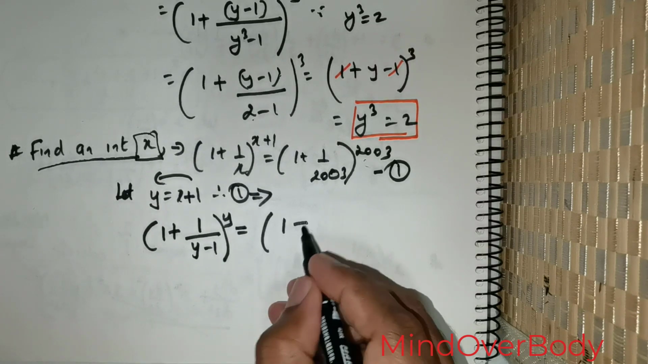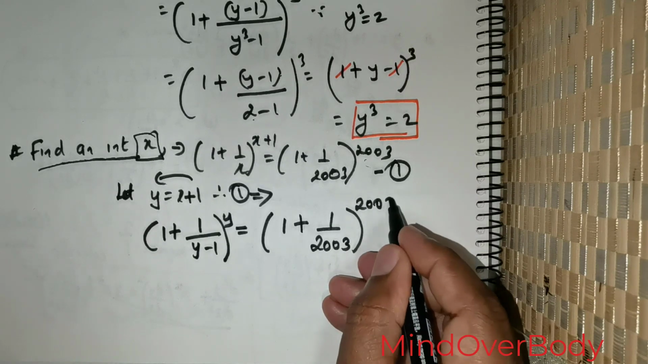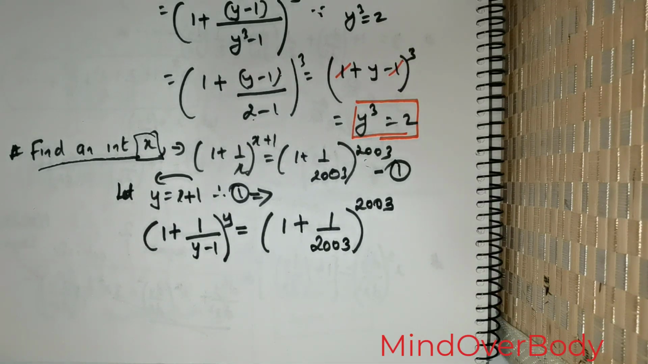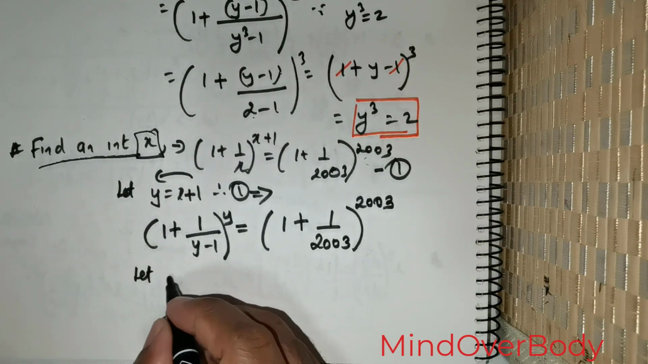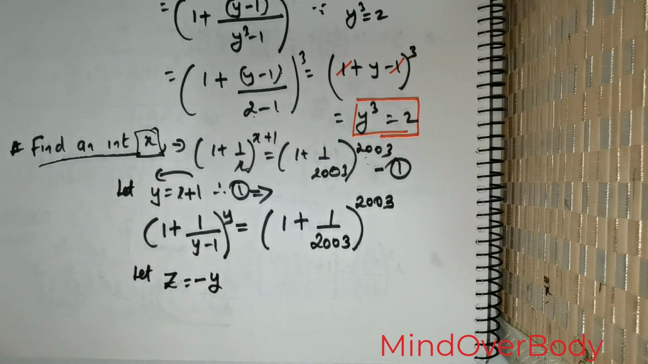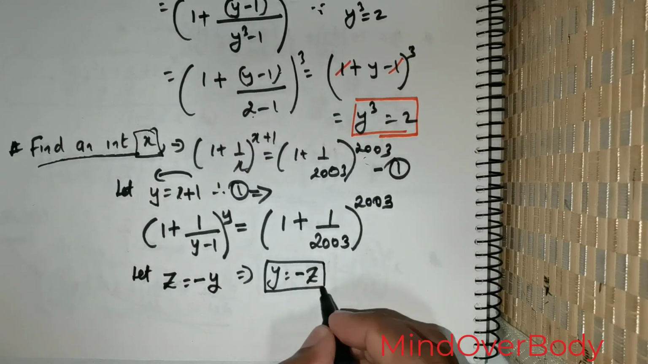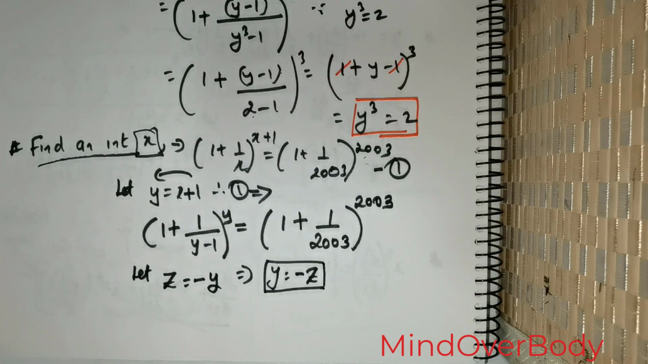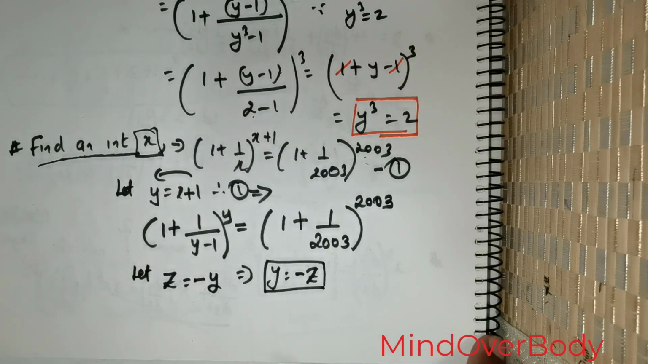So this is equal to 1 + 1/2003 raised to the power of 2003. Now I'm going to make one more substitution. Let z be equal to negative y. So this would mean y is equal to negative z. You might be wondering, why am I making so many substitutions? Sometimes we have to use the technique of manipulation so that we can reach the solution. So that is the reason for that.